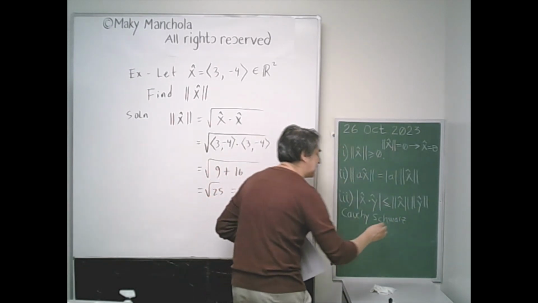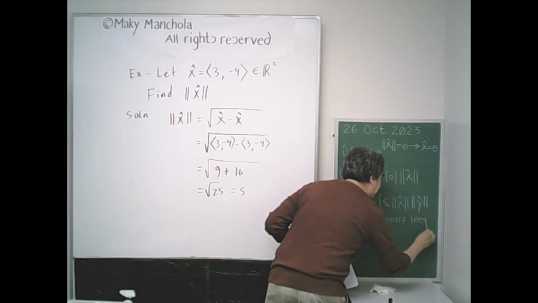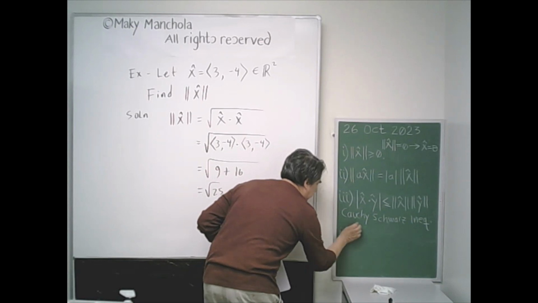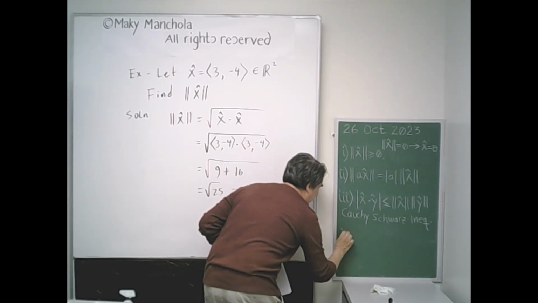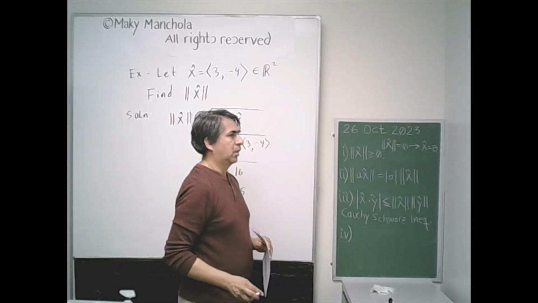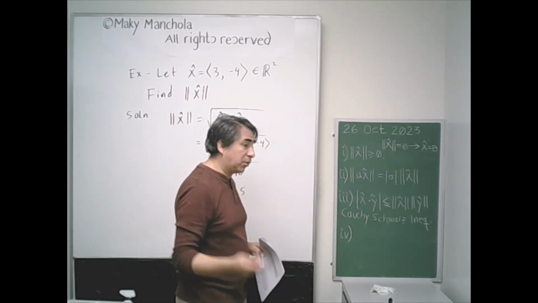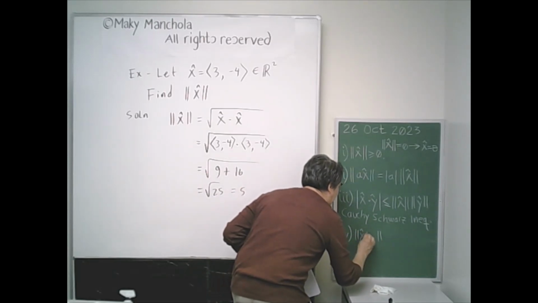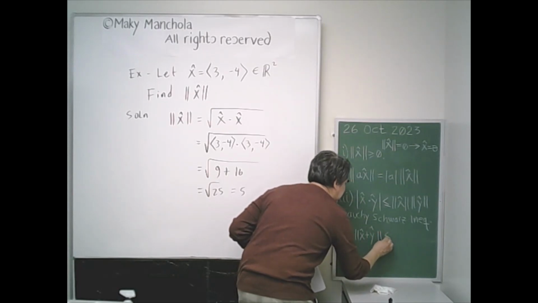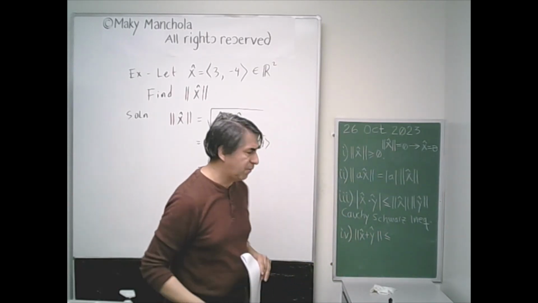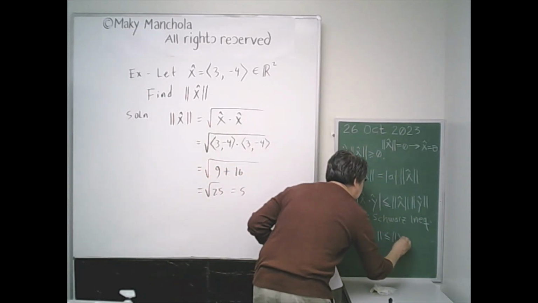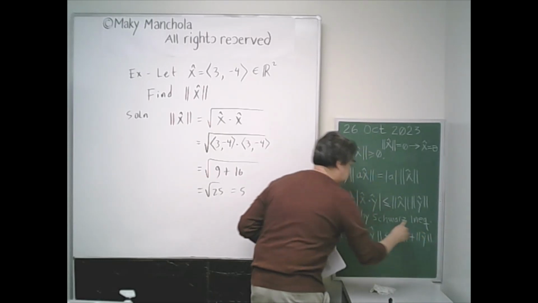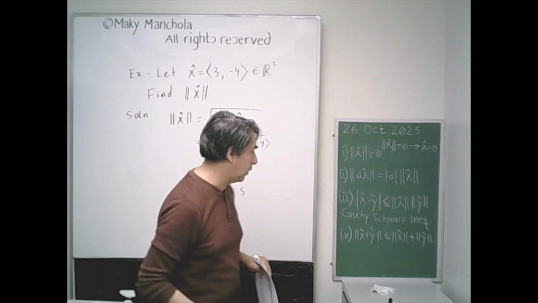Cauchy-Schwarz inequality. And our last property here will be property 4. The norm of x hat plus y hat is less than or equal to the norm of x plus the norm of y. And this inequality is called the triangle inequality.